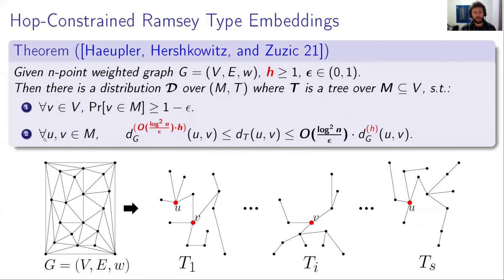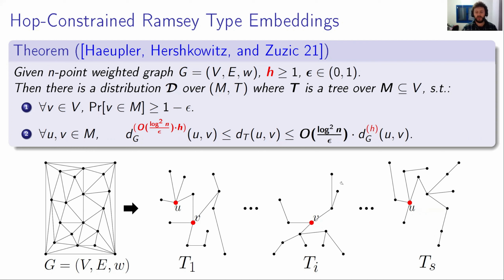And for every pair of vertices u and v that were embedded, we have this distortion guarantee. So the distance in the tree will be at most log squared n times the h-hop distance between u and v, and at least the h-hop distance between u and v. So we have here log squared n hop distortion and log squared n distortion. Here is another example. This is the graph G, and we have this embedding into a distribution over trees over subsets. So in the first tree, both u and v belong to the subset, so we have this distance guarantee between them. In this tree, only v belongs to the subset, and here only u.